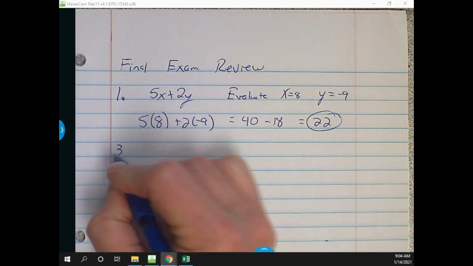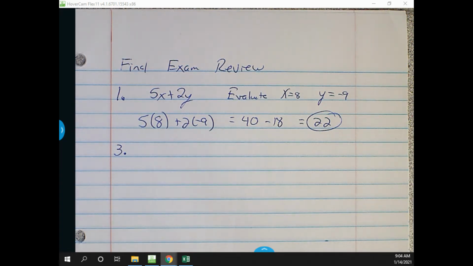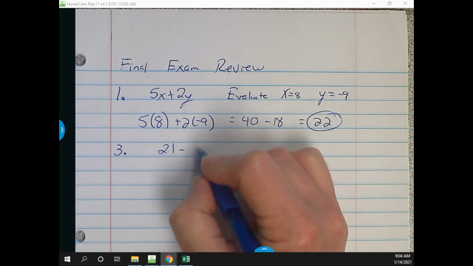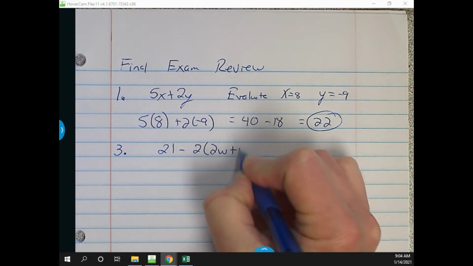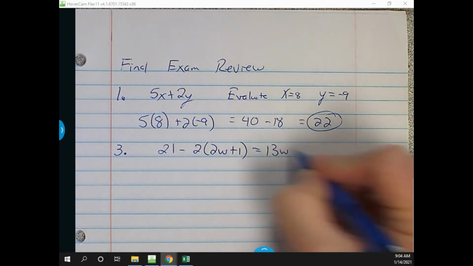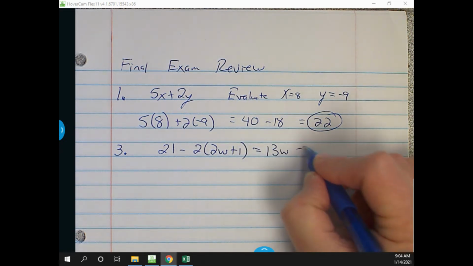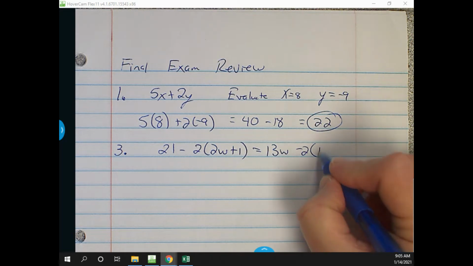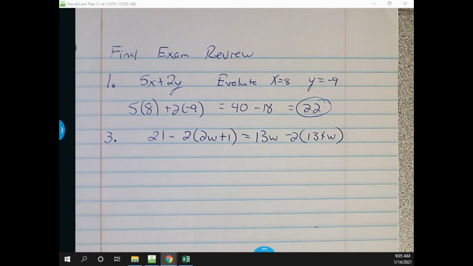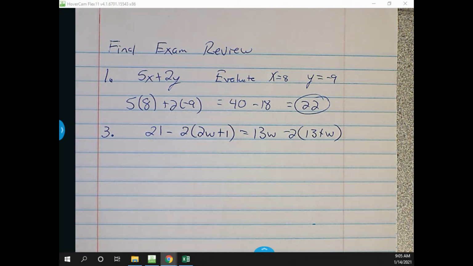All right, number 3. Solve the equation. We've got 21 minus 2 times (2w plus 1) equals 13w minus 2 times (13 plus w). All right, kind of a long equation. But once we do a couple of things, it really won't be that bad. Biggest thing on this one is you do have some parentheses.